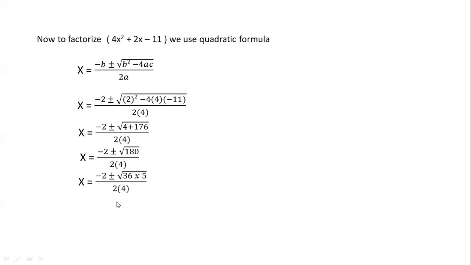It will become minus 2 plus minus 6 root 5 upon 2 into 4. You can take out 2 common and cancel it with this. It will become x is equal to minus 1 plus minus 3 root 5 upon 4. So this is the x value.